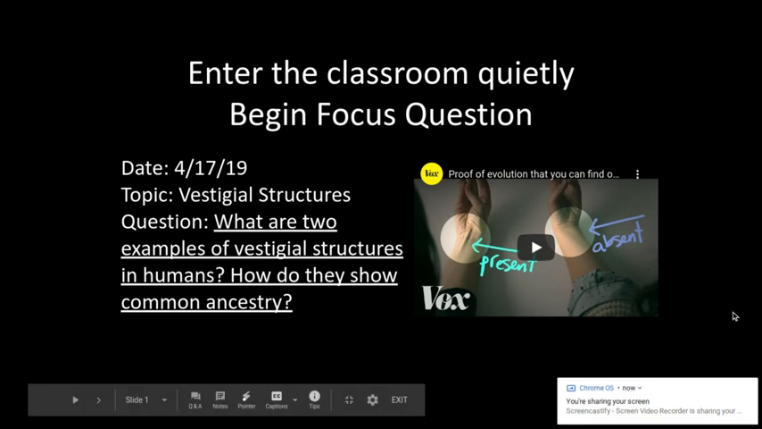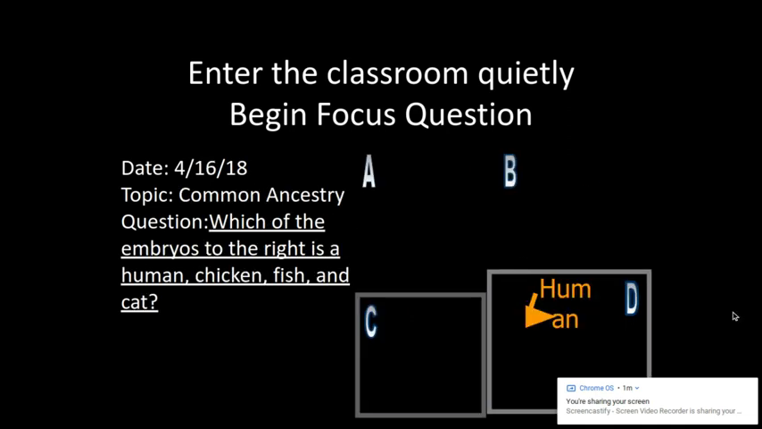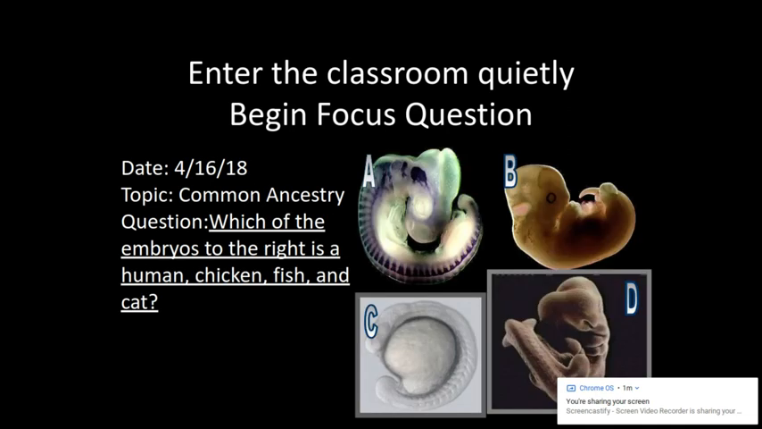What we're going to talk about today is how organisms are similar, and how do we know if they have common ancestry or not? Here is a great example. Embryos are growing little baby organisms. Now we have humans, chicken, fish, and cat. Can you tell which one is a human, chicken, fish, and cat?